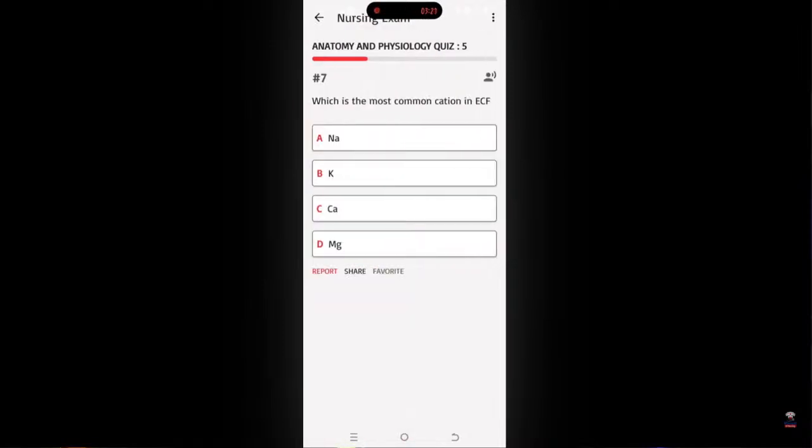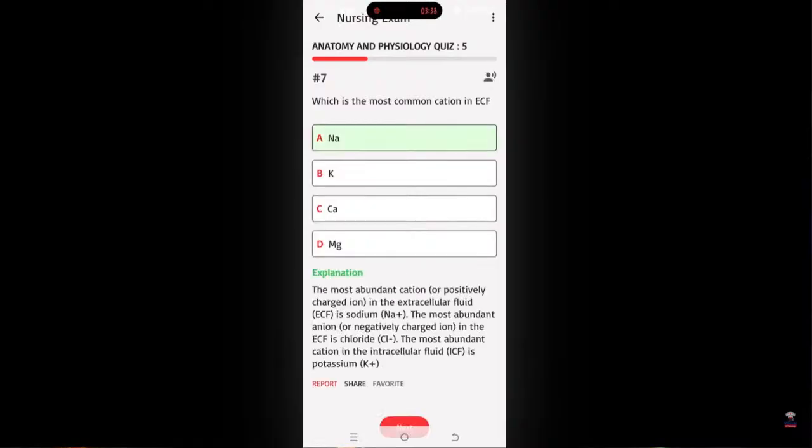Which is the most common cation in ECF? A. Na. B. K. C. Ca. D. Mg. Correct answer. The most abundant cation, or positively charged ion, in the extracellular fluid, ECF, is sodium, Na. The most abundant anion, or negatively charged ion, in the ECF is chloride, Cl. The most abundant cation in the intracellular fluid, ICF, is potassium, K.